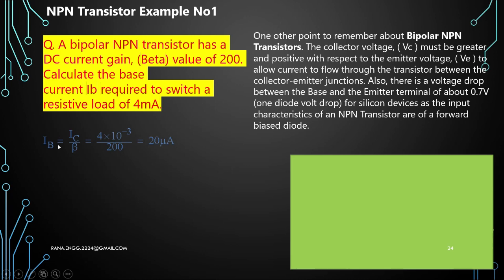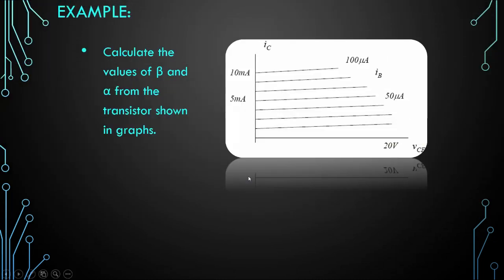Now let us see the answer. We have to calculate IB. IB is IC by beta. So we know the IC current is given in milliampere, so we'll write 4 into 10 to the power minus 3 divided by 200. So the IB will be 20 microampere. So beta is 200, IC is 4 milliampere, and IB is 20 microampere.